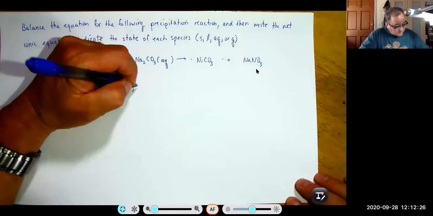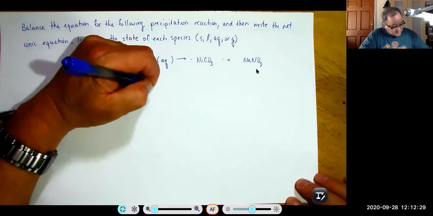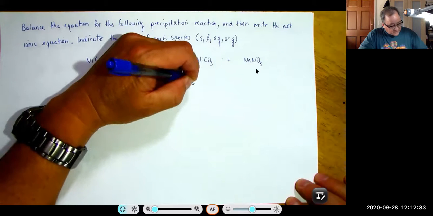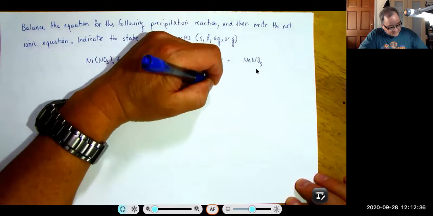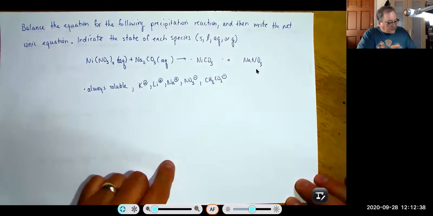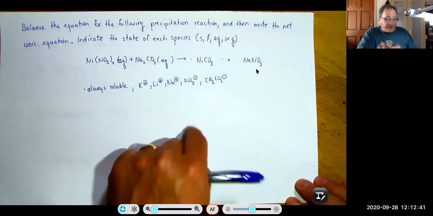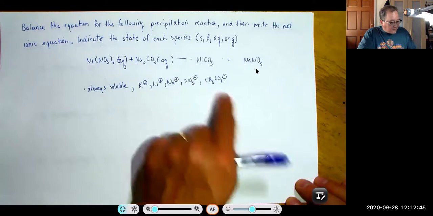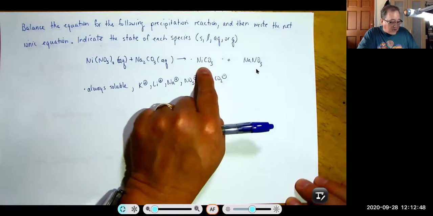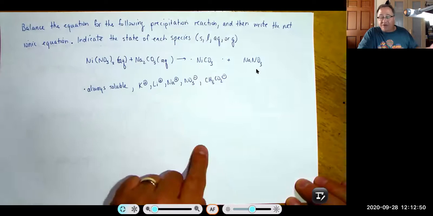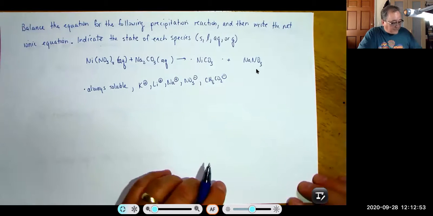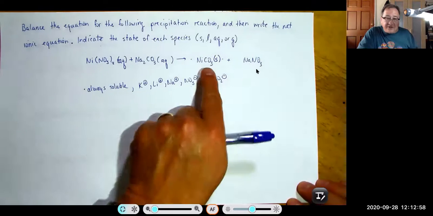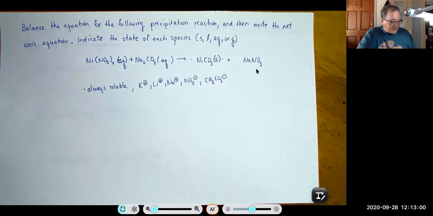Always soluble: potassium ion, lithium ion, sodium ion, nitrate ion, acetate ion. So that means if the compound has one of these ions in it, it's soluble. Let's take a look at this compound. Does this compound have any of these in it? And the answer is no. Okay, so that's not soluble. Not soluble means it will be the solid in solution. It will be the white stuff that precipitates.